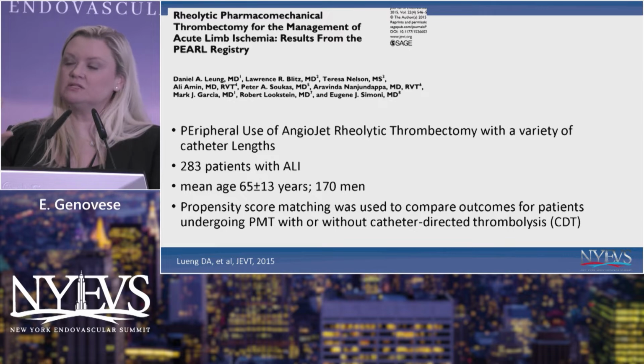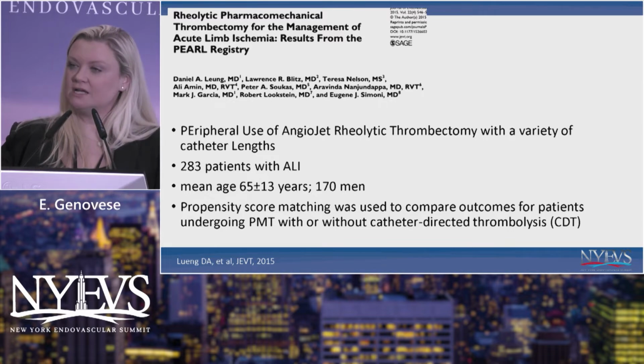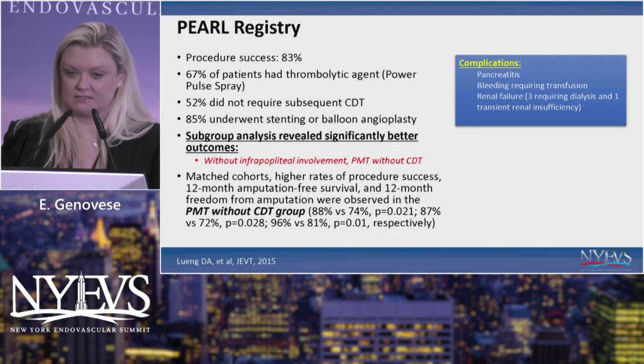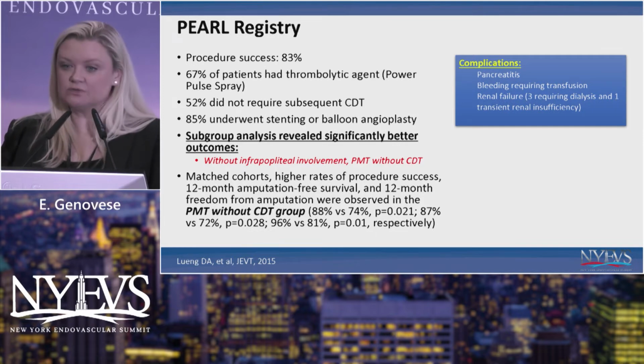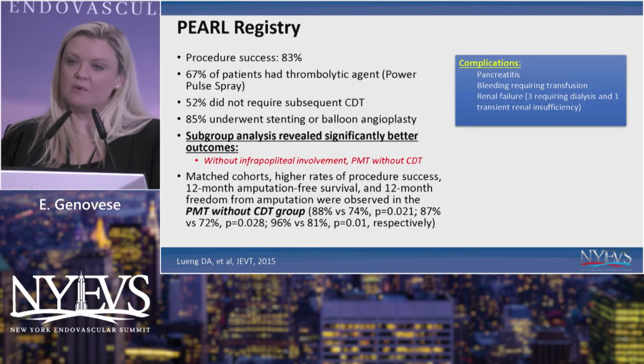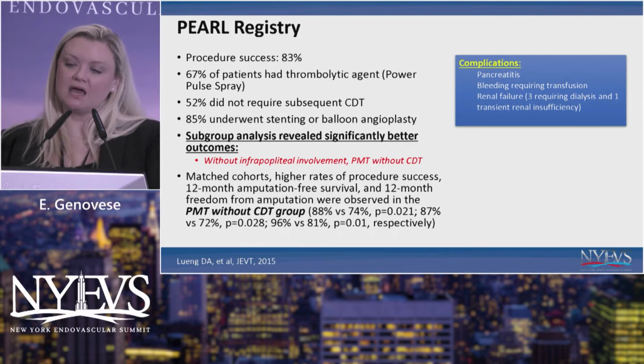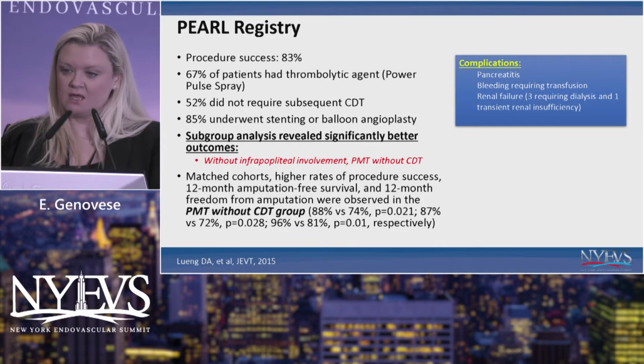What they did was look at a propensity score of those who had AngioJet treatment alone versus AngioJet plus catheter-directed thrombolysis. What we can see is a pretty high success rate, right? 83% of patients were able to be fully treated endovascularly, and about 50% required subsequent catheter-directed thrombolysis. The complications you see there on the right are what we typically associate with AngioJet, so pancreatitis, bleeding, and then acute kidney injury.